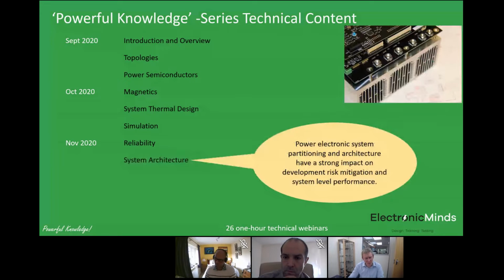System architecture. When you're moving up to much higher power level systems, especially with digital control, how you architect and partition your system becomes very, very important. It has an impact on your risk profile of developing that system and where you put fault protection, that sort of thing. So when you're developing a high power electronic converter, it's important to have some idea around how system architecture can really help you. So we're going to talk in some depth about some of the trade-offs that can be played there.